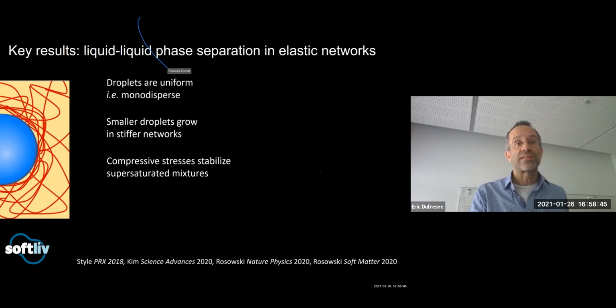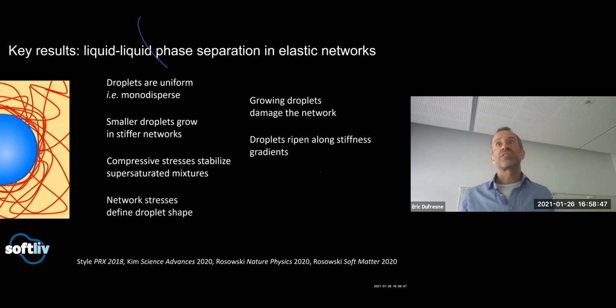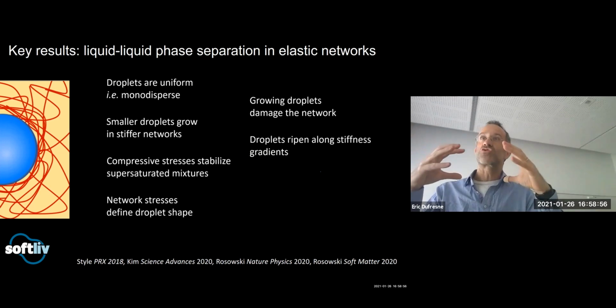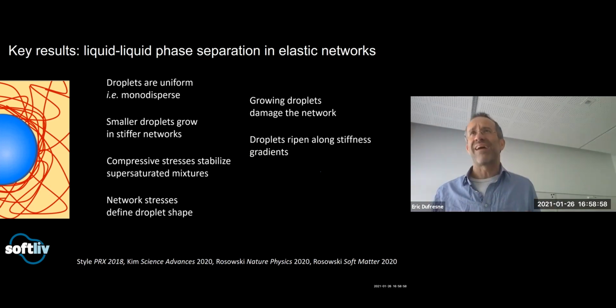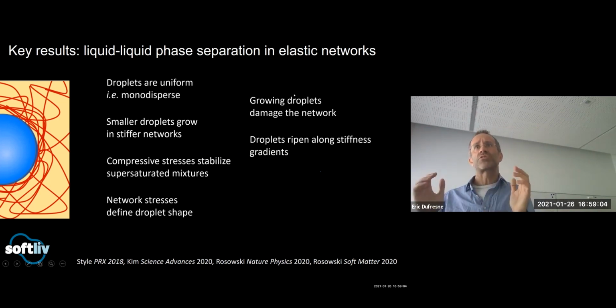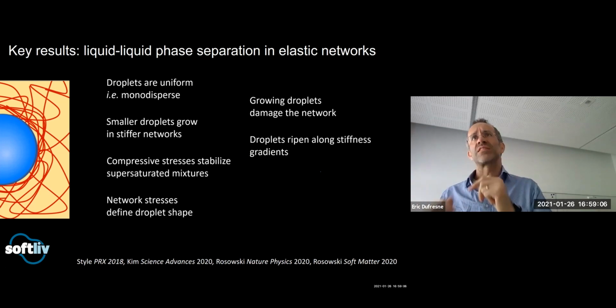Then now here's a few points that I haven't yet justified for you that we can go back and discuss. That the network stresses define the droplet shape. Normally we think of surface tension making a droplet spherical, but in our case, it's actually elastic forces that seem to be doing it. Another important thing, which probably will come as no surprise to you, is that as these droplets grow, elasticity fails, and specifically we do damage to our network.